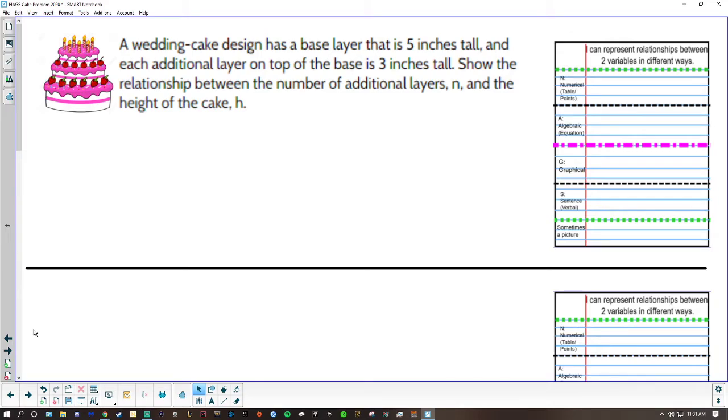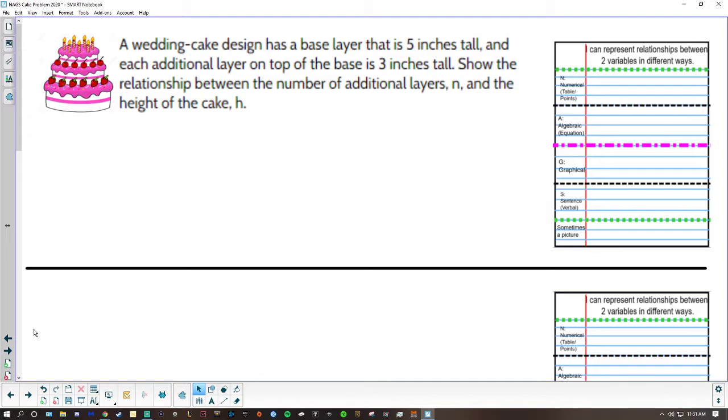So our problem today is all about wedding cake design. A wedding cake design has a base layer that is 5 inches tall, and each additional layer on top of the base is 3 inches tall. We want to show the relationship between the number of additional layers, n, and the height of the cake, h.